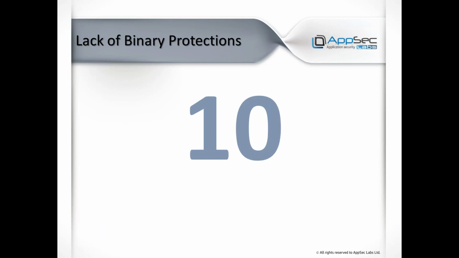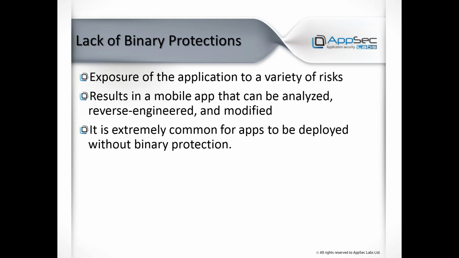tested correctly. Problem number 10 is lack of binary protections, and the idea is that since we're giving the user the app, the user can just decrypt it. The user can take the code, analyze the code, and so on. Unlike web apps, where we don't give the user the code of the app. You don't have the server-side logic. In a mobile app, we give him the actual code of the client side.